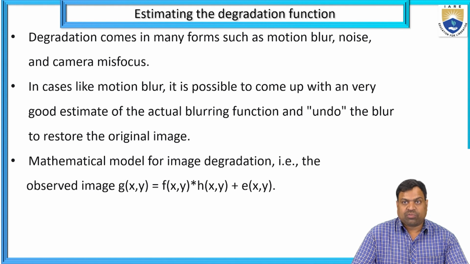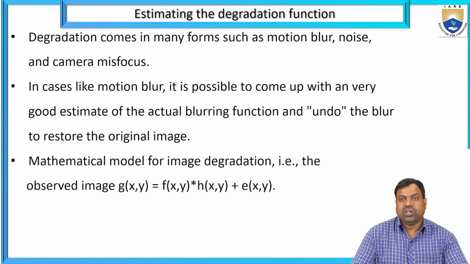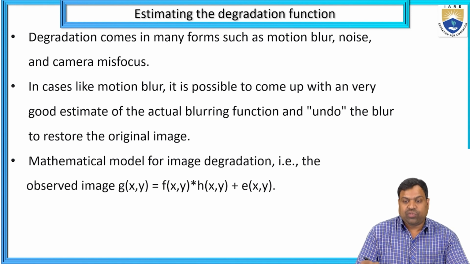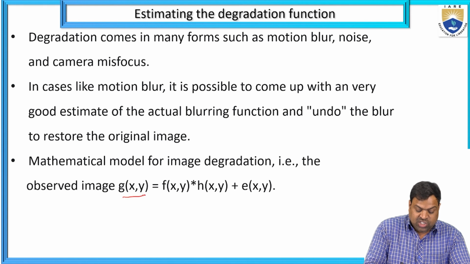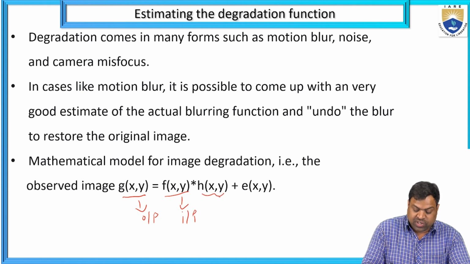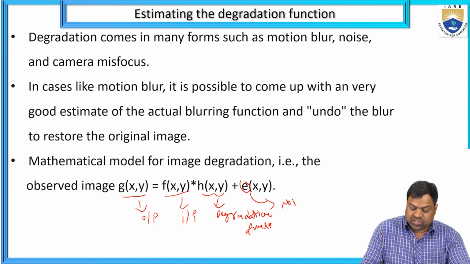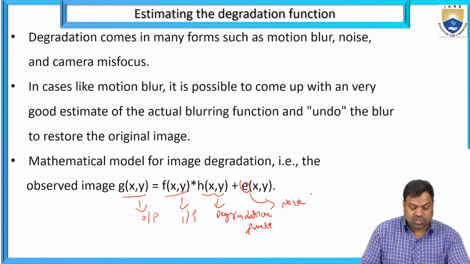The mathematical model of the image degradation, that is the observed image, g of x comma y equals f of x comma y convolved with h of x comma y plus e of x comma y. Here g of x comma y is the output image, f of x comma y is the input, h of x comma y is the degradation function, and e is the noise. So how is noise reduced here?